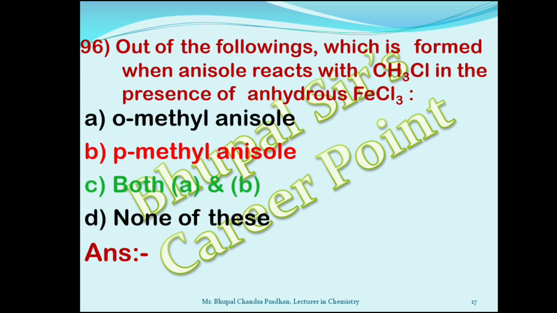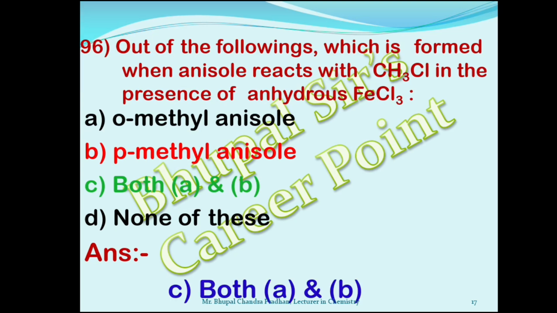It is Friedel-Crafts alkylation. When anisole reacts with alkyl chloride in the presence of anhydrous FeCl3, then the corresponding alkyl derivative of anisole is formed, and the electrophile will attack at ortho or para positions. The para product is the major. So whenever anisole reacts with methyl chloride, the electrophile CH3 plus will attack at ortho and para position to give a mixture of orthomethyl anisole and paramethyl anisole. So both orthomethyl anisole and paramethyl anisole, that is both A and B, means option C is the correct answer.